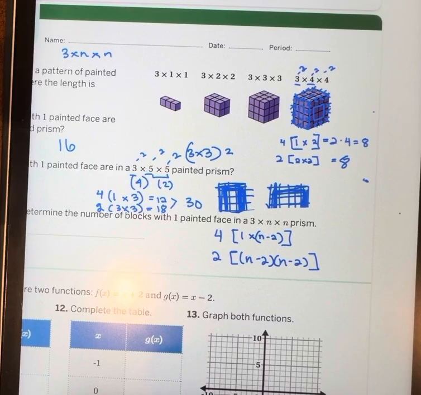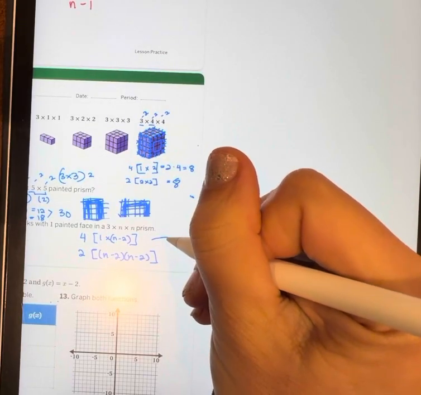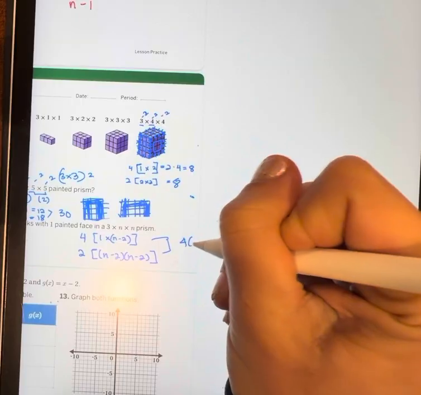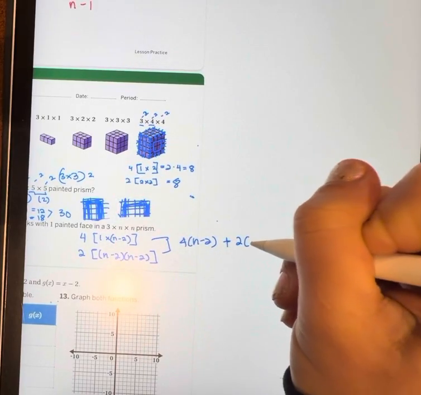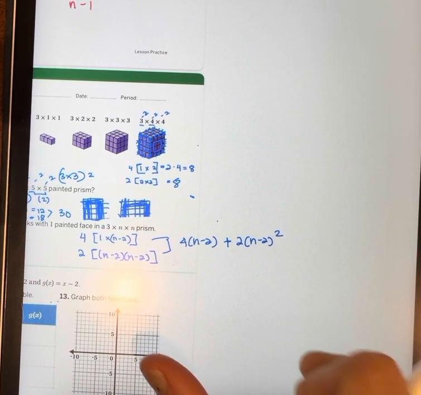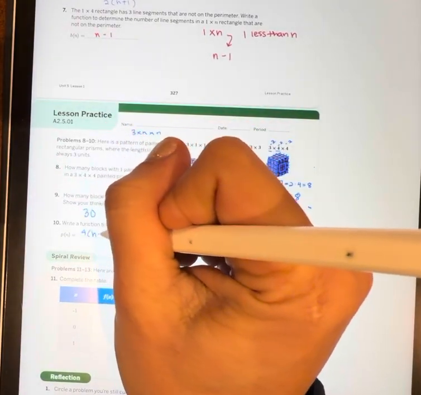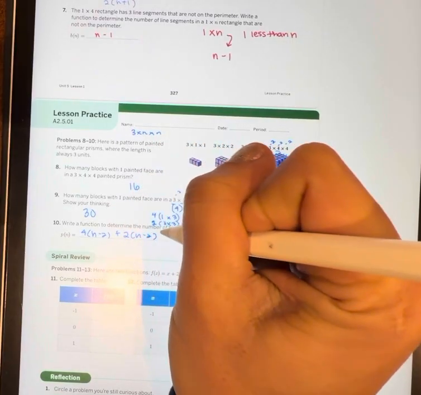Okay. Trying to think what's the better way. Let's keep going with this. So this right here, simplify it down. This is 4 times n minus 2 plus, and this one is 2 times n minus 2 squared. And we could leave it like this. I'm going to leave it like this. I don't see the problem. So 4 times n minus 2 plus 2 times n minus 2 squared.